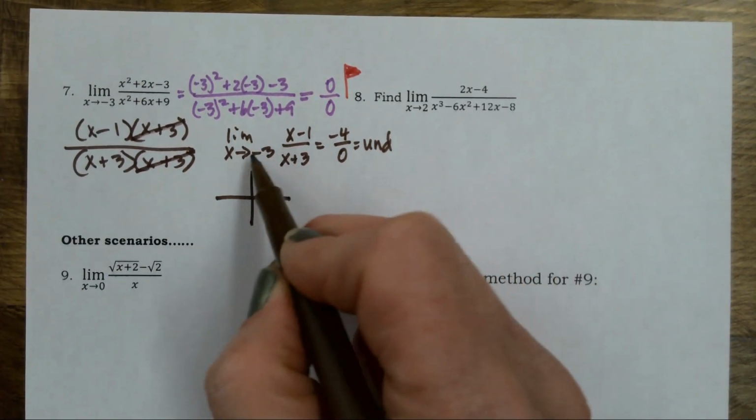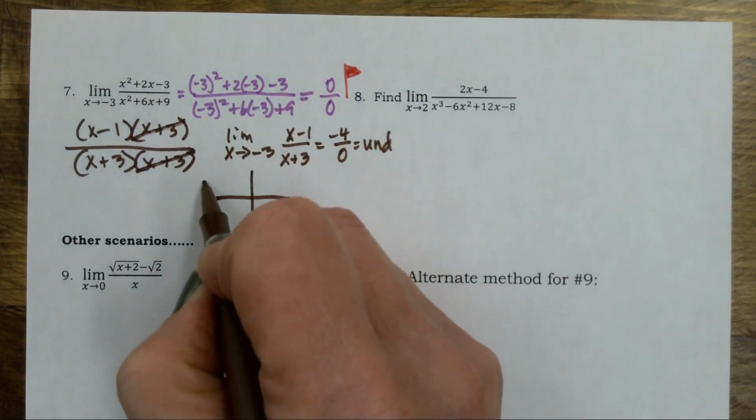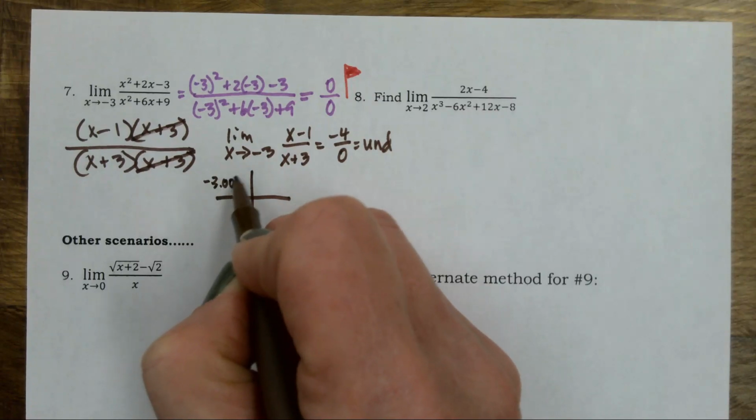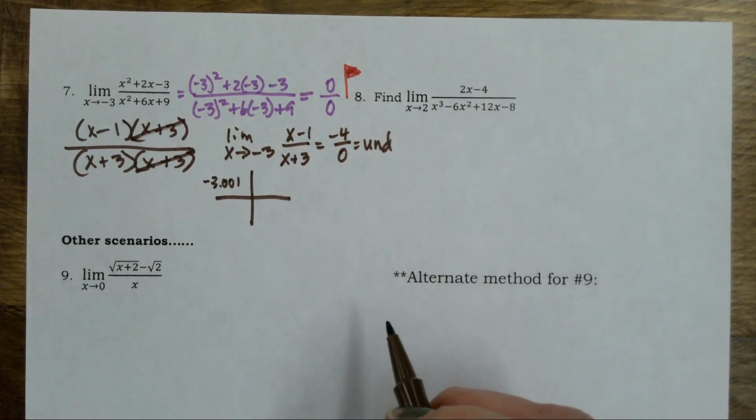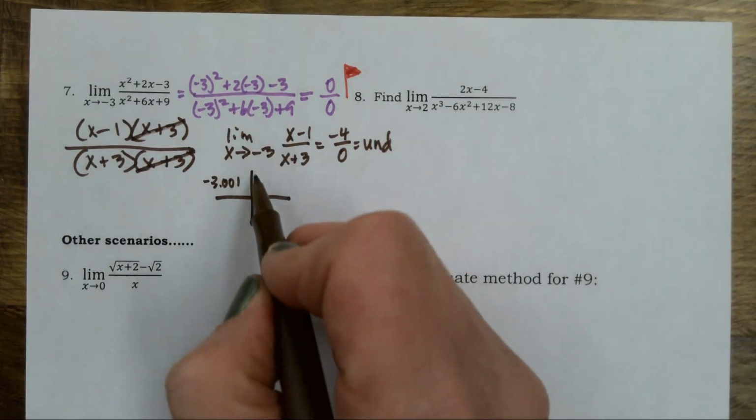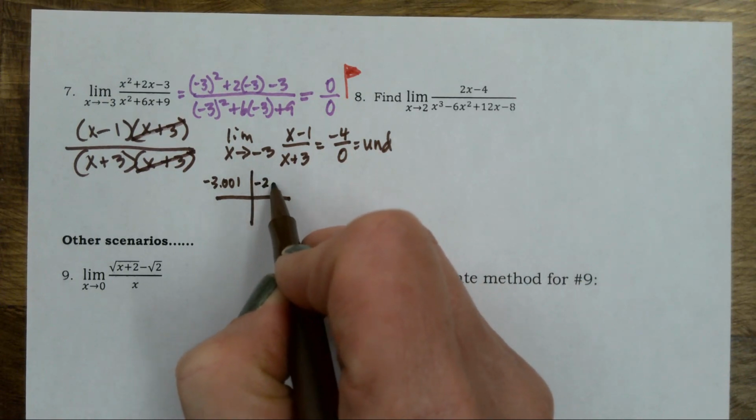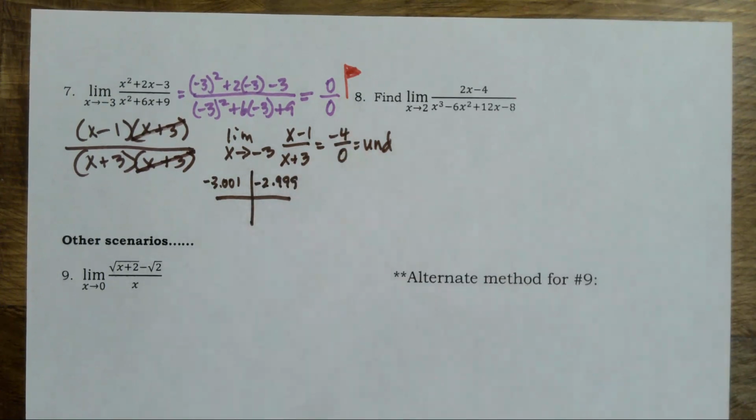Just going to, on the left-hand side of negative 3, I'll put in negative 3.001. Something a little to the left. On the right, I'll put in something like negative 2.999. Something a little to the right. And again, I do not need to evaluate. I just need to visualize what's going on numerically.